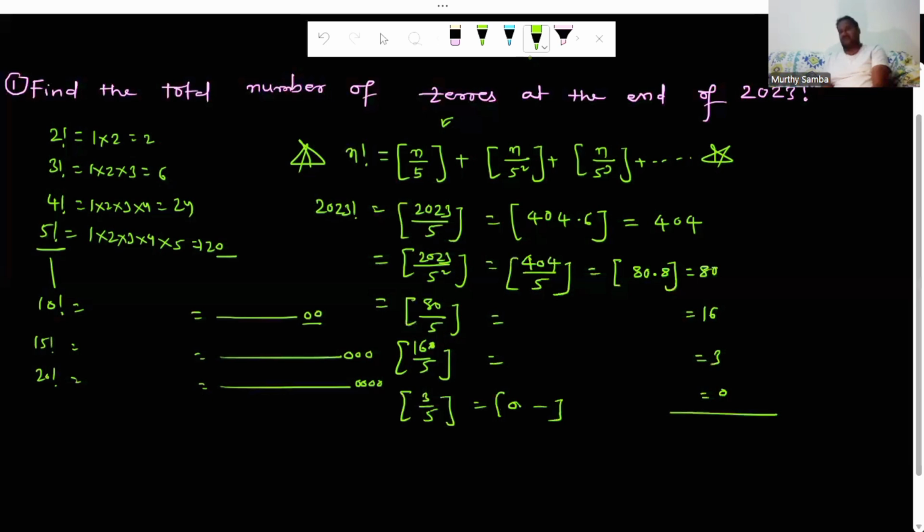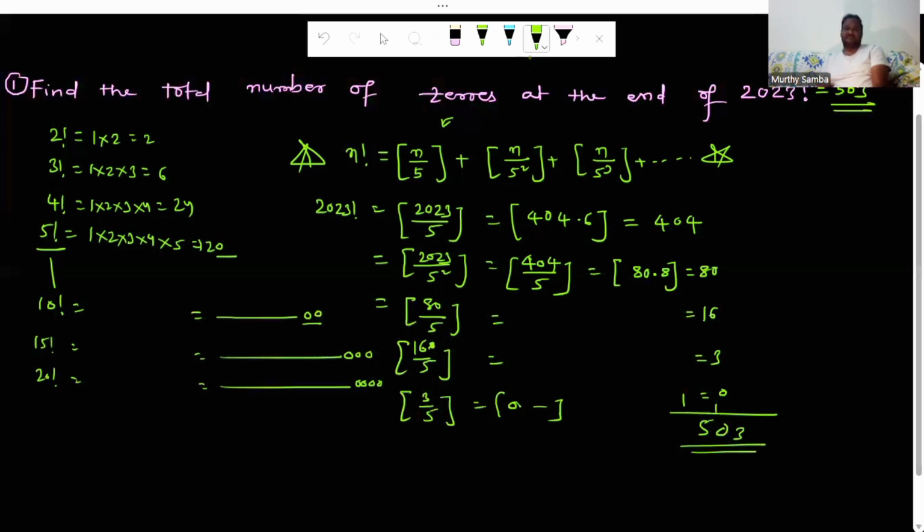Then you can stop. Now add all of them. 404 plus 80 is 484, plus 16 is 500, plus 3 is 503, plus 0 is 503. So the total number of zeros at the end of 2023 factorial is 503.